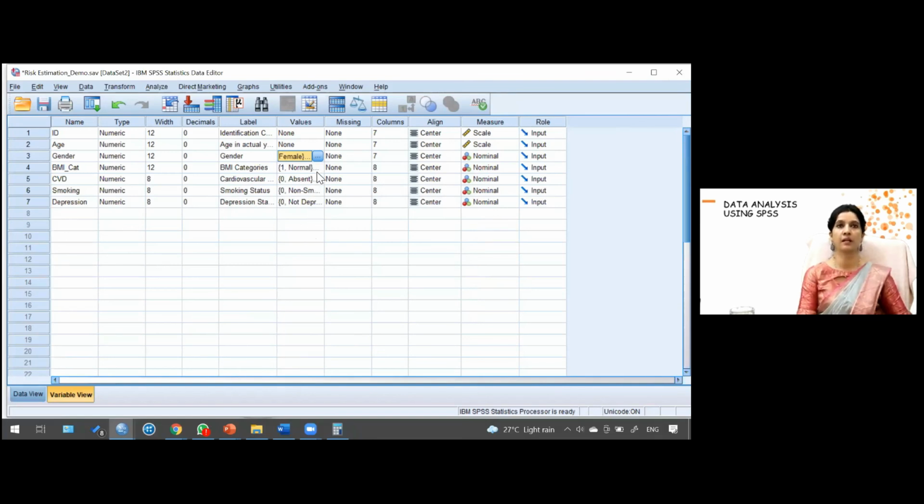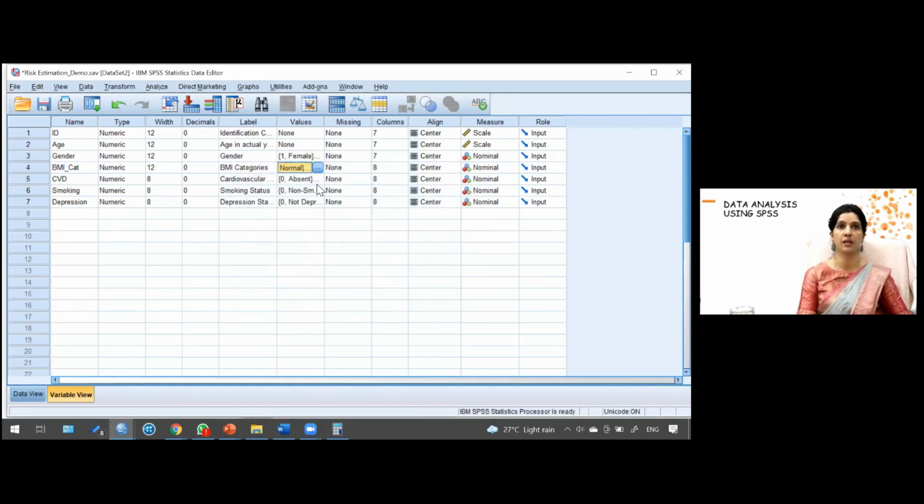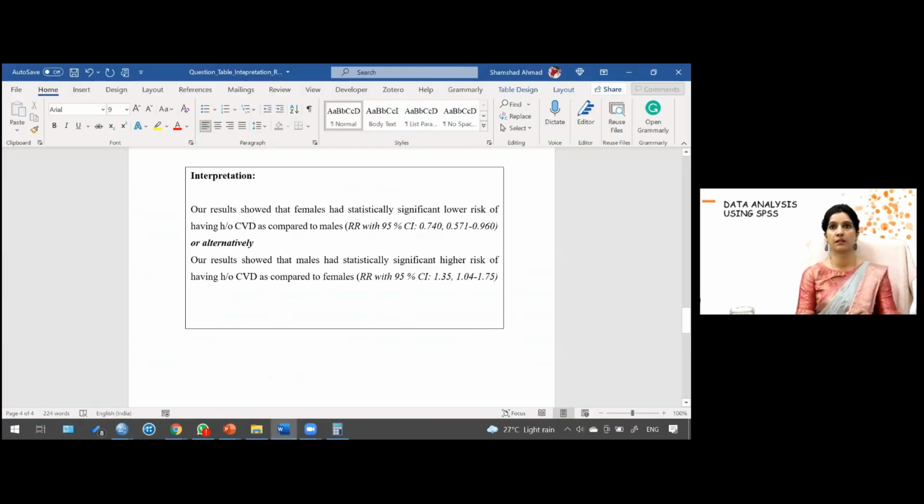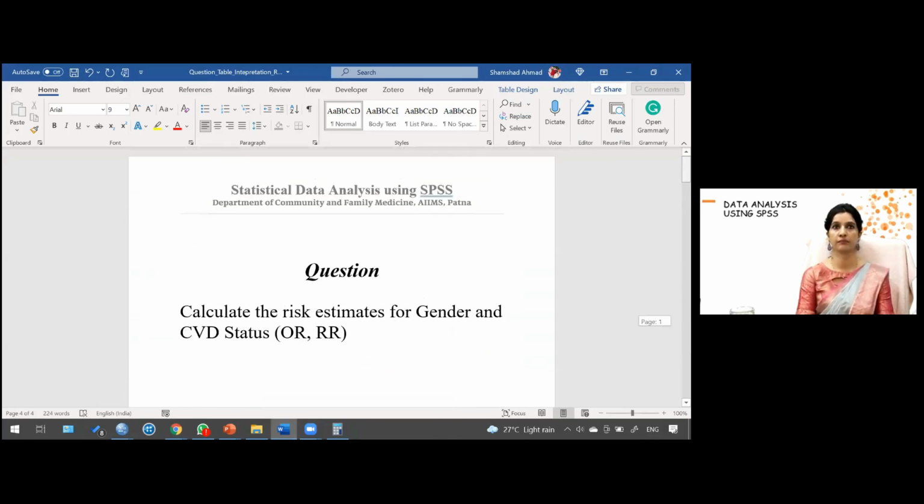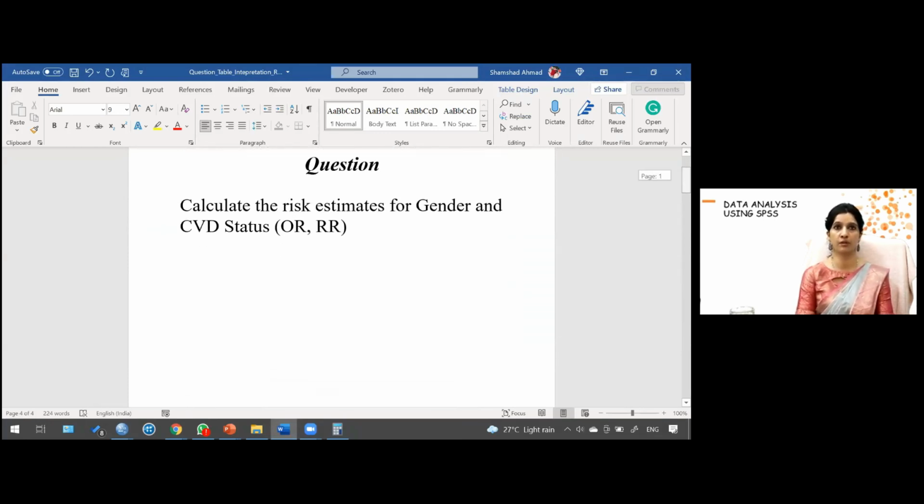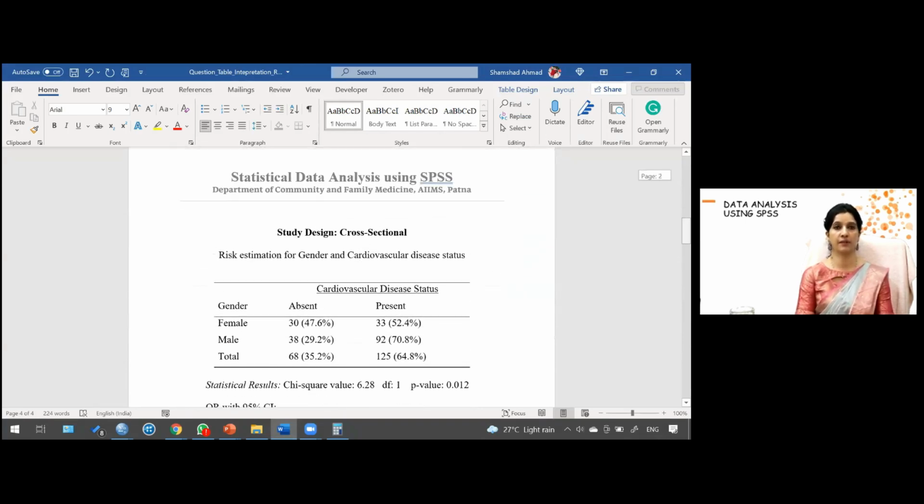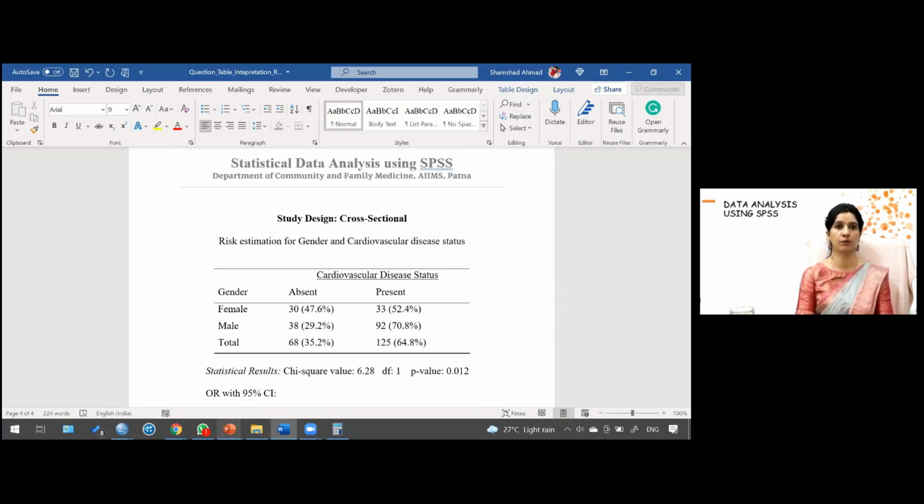Then again, this is the BMI category 1, 2, and 3, that you know, normal, overweight and obese. And then this is again CVD. So if I go to the question, the first question is to calculate the risk estimates for gender and CVD status. So I have to calculate both the odds ratio and relative risk. So first I'll calculate the relative risk. So I'll go to the data set.